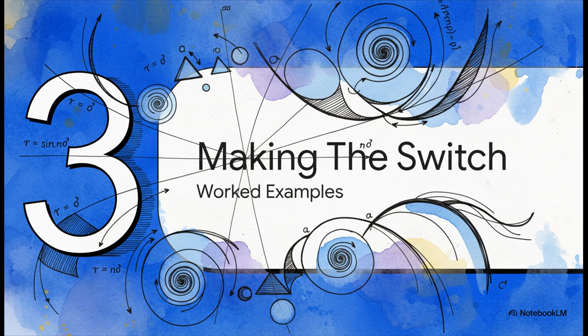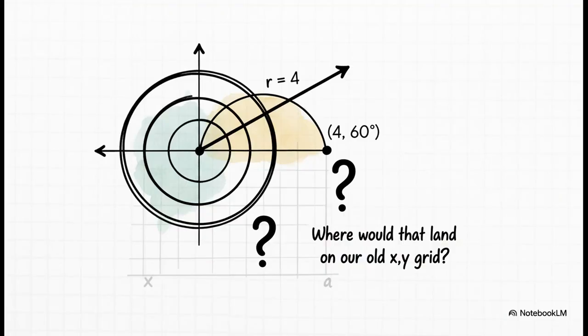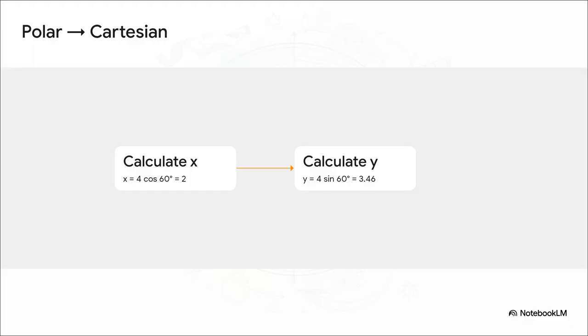Okay, theory is great, but let's make this real. We're going to put these formulas to the test with a couple of examples right now. All right, first up, a pretty straightforward conversion. We've got a point that's a distance of 4 units from the origin, sitting at a 60-degree angle. So the question is, where would that exact same point land on our old x, y grid? And it's really as simple as just plugging our values into those formulas.